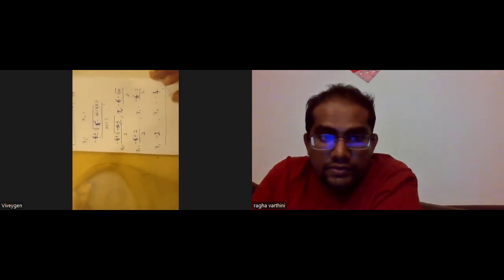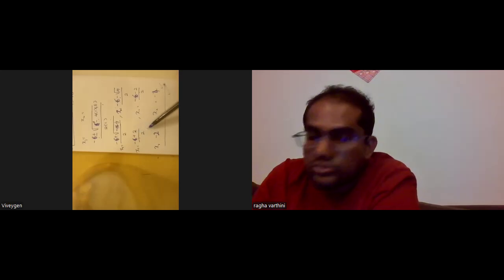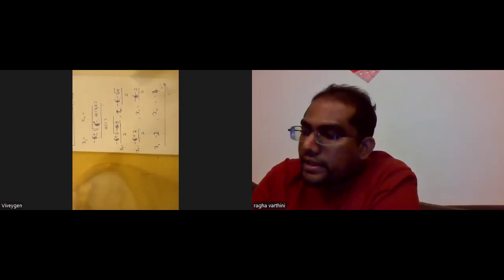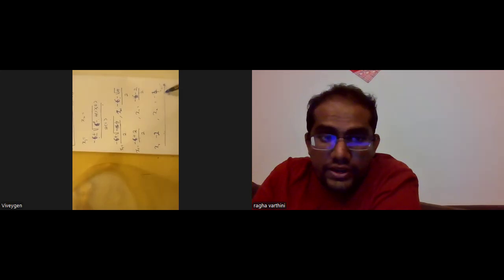So negative 6 plus 2 is negative 4. Divide by 2 is negative 2. And negative 6 minus 2 is negative 8. Divide by 2 is negative 4. So I get the two answers already. So this is through the formula.